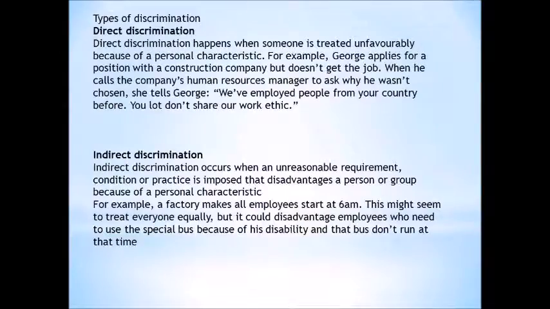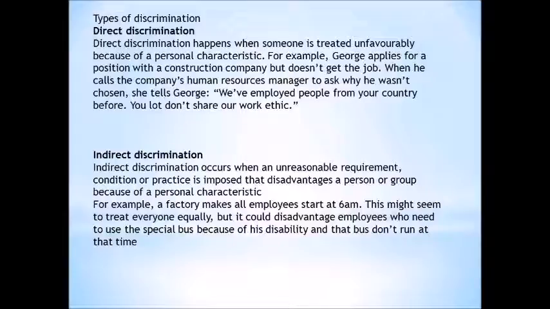There are different types of discrimination. Direct discrimination. Direct discrimination happens when someone is treated unfavorably because of a personal characteristic. It often happens because people make unfair assumptions about what people with certain personal characteristics can and cannot do. For example, George applies for a position with a construction company but doesn't get the job. When he calls the company's human resources manager to ask why he wasn't chosen, she tells George, "We've employed people from your country before. You lot don't share our work ethic."